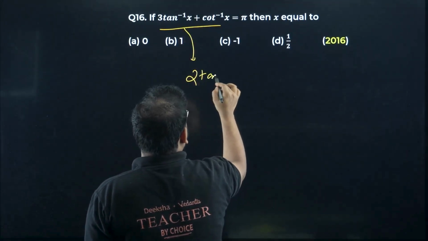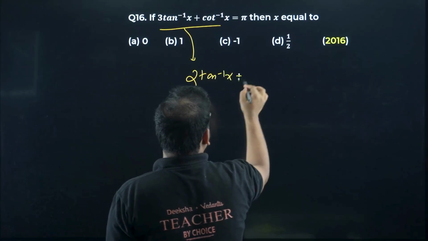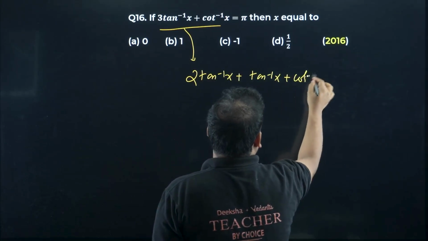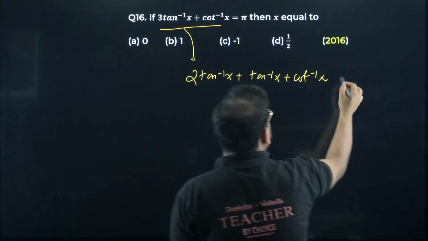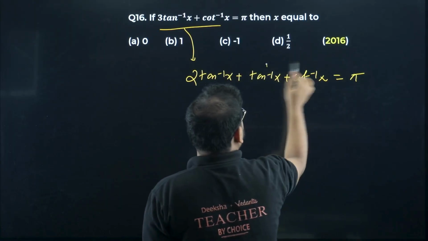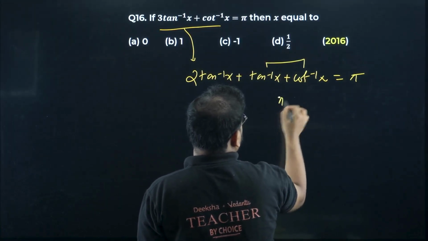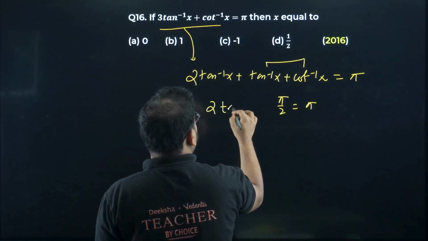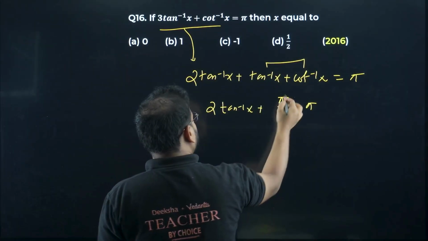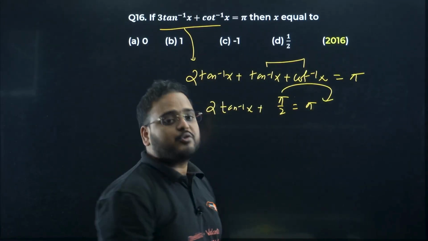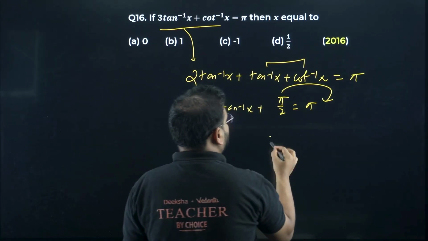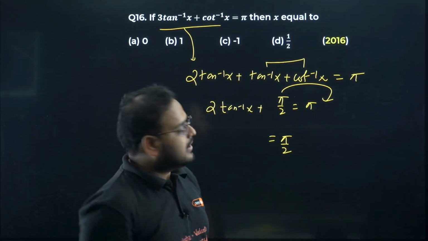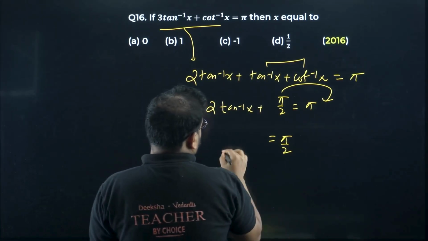2 tan inverse of x plus tan inverse of x plus cot inverse of x becomes pi. This sum becomes pi by 2. Here we have pi. 2 tan inverse of x plus pi by 2. Move on this side. Pi minus pi by 2 is how much? Simply pi by 2. Pi is 180, pi by 2 is 90. Difference will be 90 only.